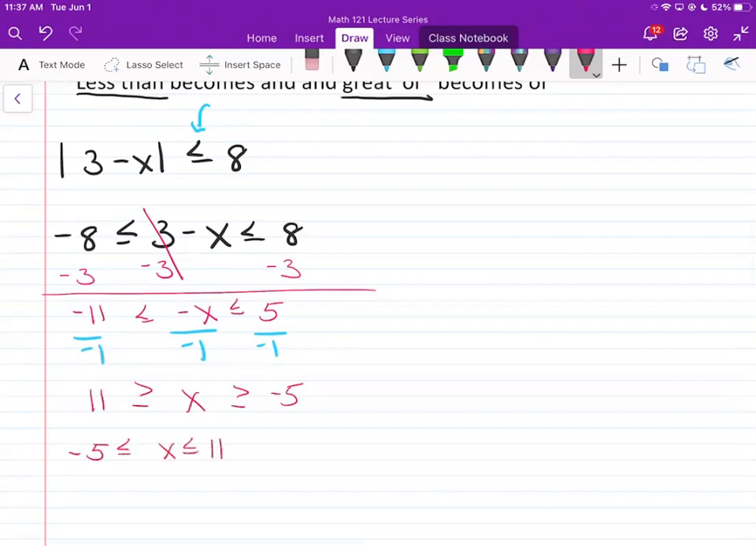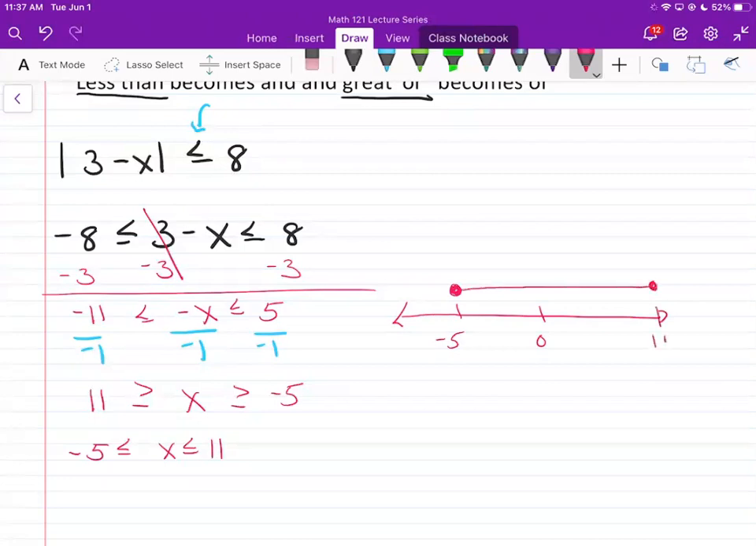Notice that the alligators, if you think of those as alligators' mouths, continue to eat the same values they were eating, and we end up with, on a number line, -5 filled in because it's less than or equal to, is less than x up to 11, and it's in between. So if we wrote that as an interval, it would be from -5 to 11. So that's a less than statement.